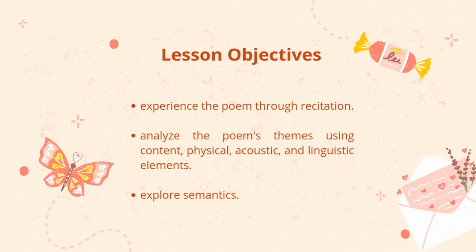Okay, first let's talk about lesson objectives. Our learning journey today has three key objectives. First, students will experience the poem through recitation to connect emotionally and physically with its rhythm and tone. Second, students will analyze the poem's themes using content, physical, acoustic, and linguistic elements. And the last, students will explore semantic aspects including connotation, word choice, and meaning within the poem.